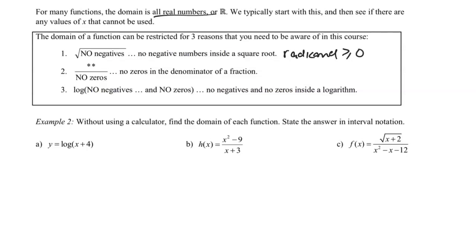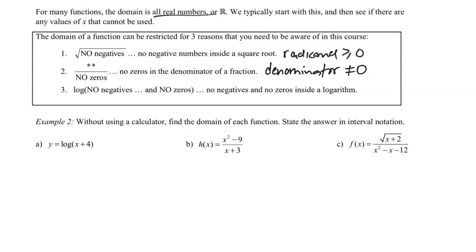For the second restriction, we cannot divide by 0. So that means if we have a fraction and there's a variable in the denominator, that variable expression cannot equal 0. So for the second one, anytime we have a denominator, we are going to have to set that not equal to 0 to check for domain restrictions.